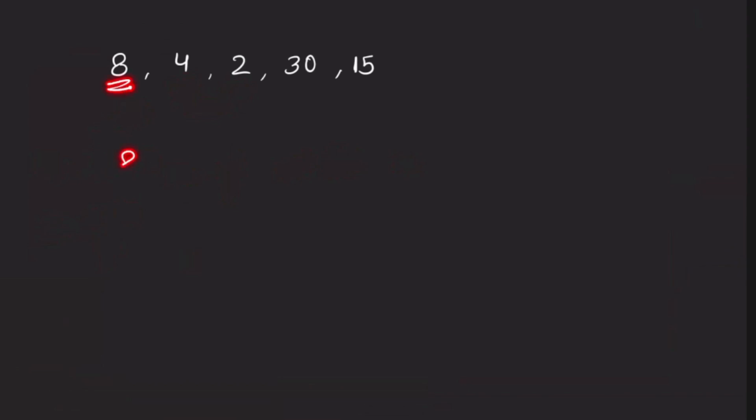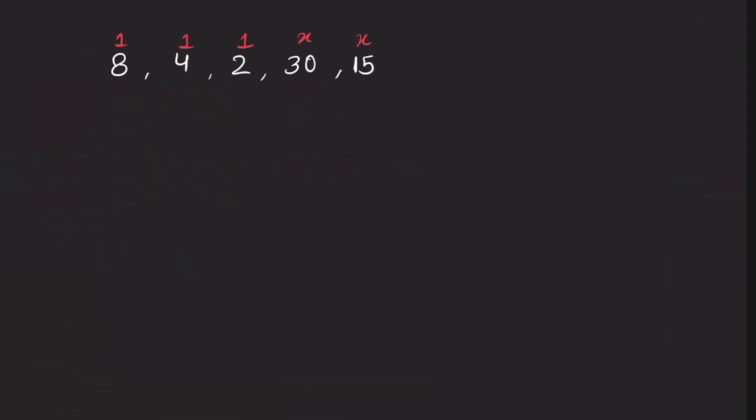So see, 8 in binary is written as 1000. So the number of set bits that it has is 1. Then this 4 is written as 100. Here also the number of set bits is 1. Then for this 2, it is written as 10. So here the number of set bits is also 1, right? Then this 30, let's suppose this has the number of set bits as x, and for this 15 also, we'll suppose that it also has the number of set bits as x, right?